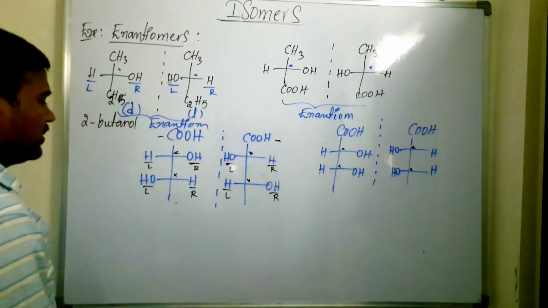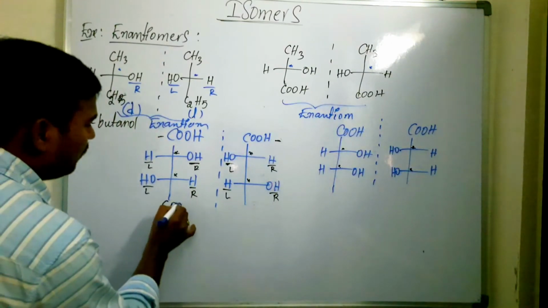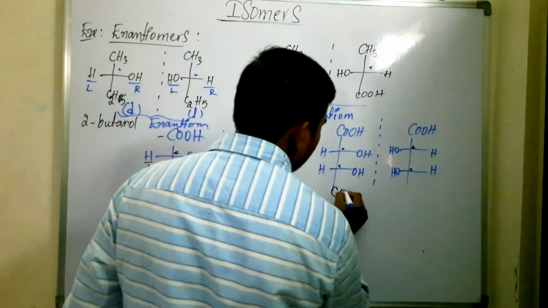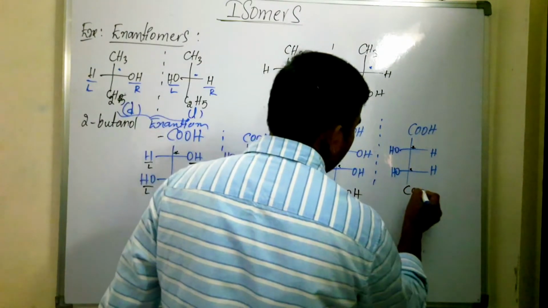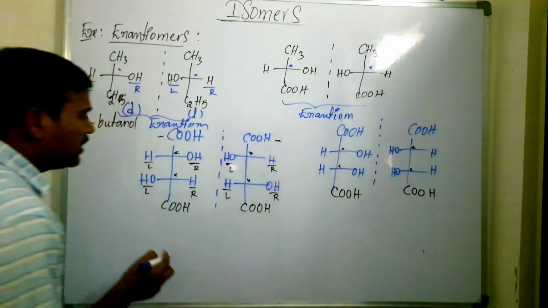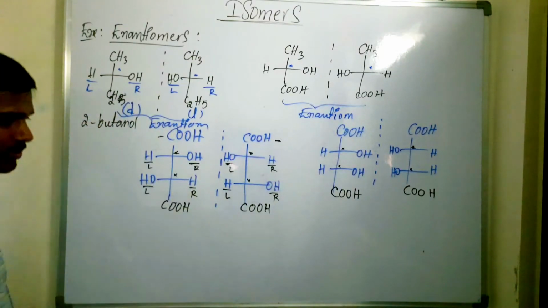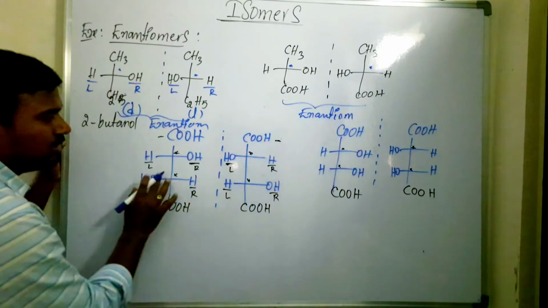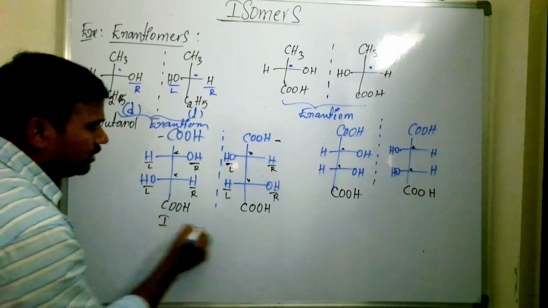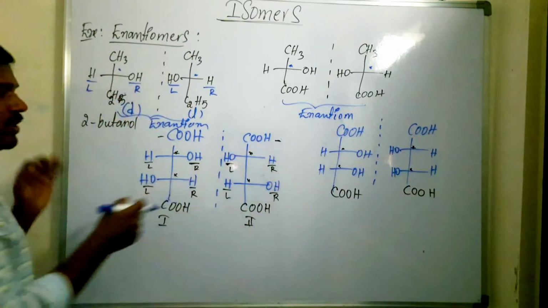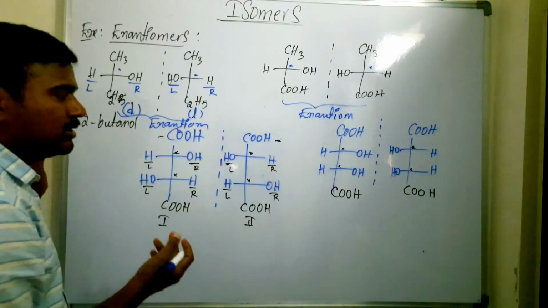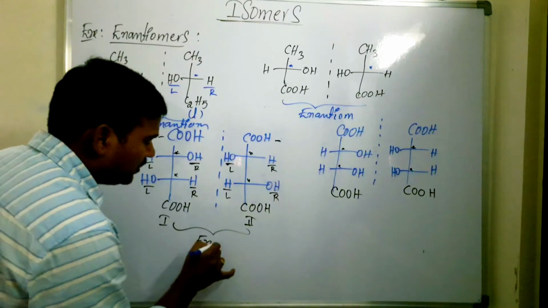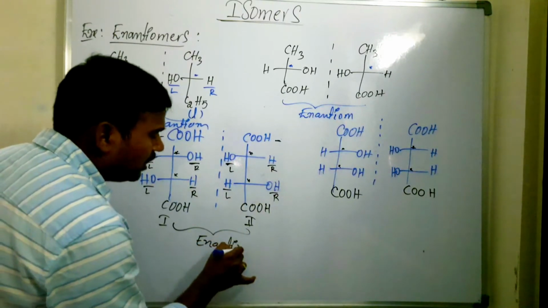Now just place here tartaric acid, COOH. Here also COOH. Here also COOH. Now you see in this case, these two are tartaric acids. Now in this case, these two are mirror images. This is 1 and this is 2. Both are mirror images or not? Yes, these two are mirror images. These two are called a pair of enantiomers.